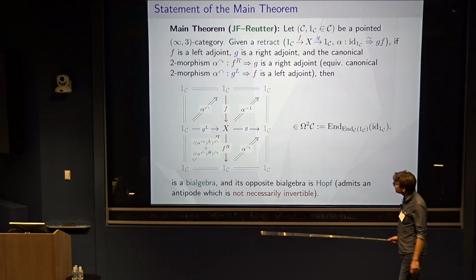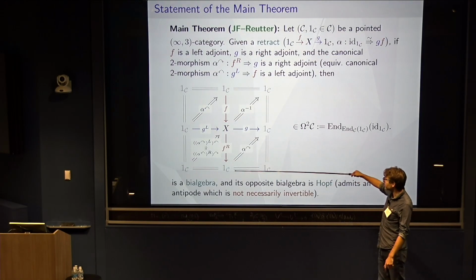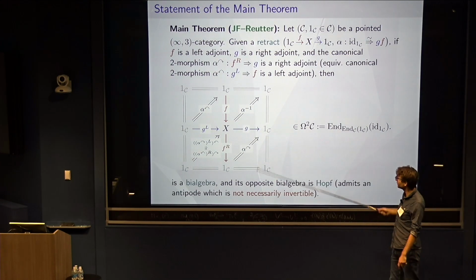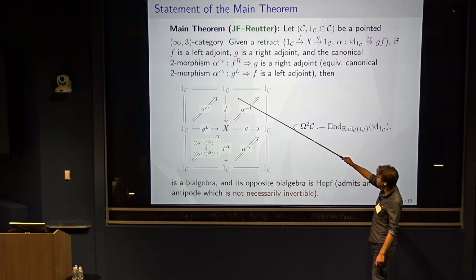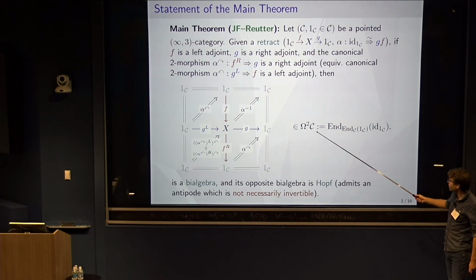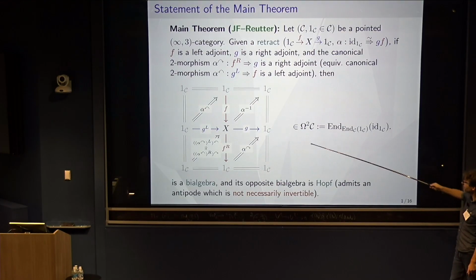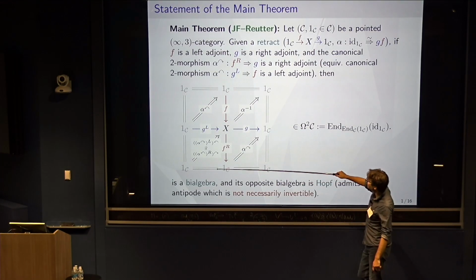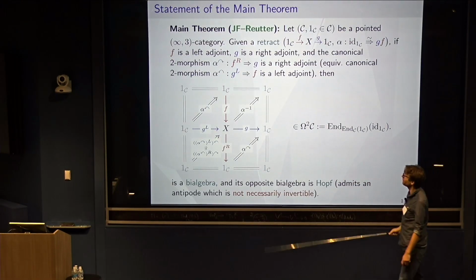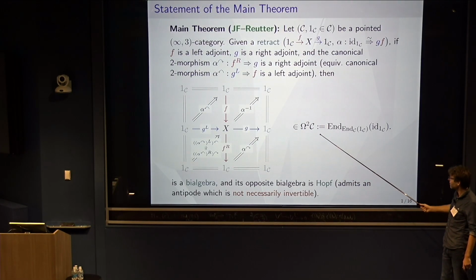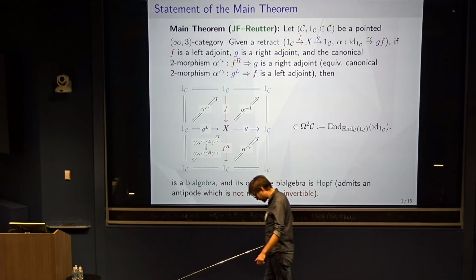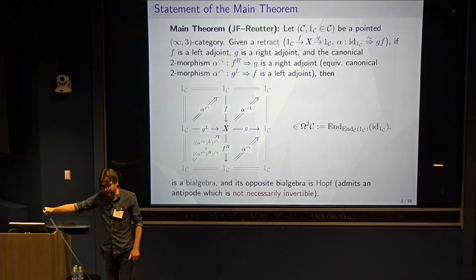And then the theorem is, what we do is we look at a square like this, filled in. I'm in some ambient 3 category, so this is a square of 2 morphisms, an element in the category of 2 morphisms from the identity. The outside of the square is the identity on the unit object and the identity on the unit object. And the statement is that that element in that category is a bialgebra, first of all, and it's almost a Hopf algebra. The actual statement is that its opposite bialgebra is a Hopf algebra.